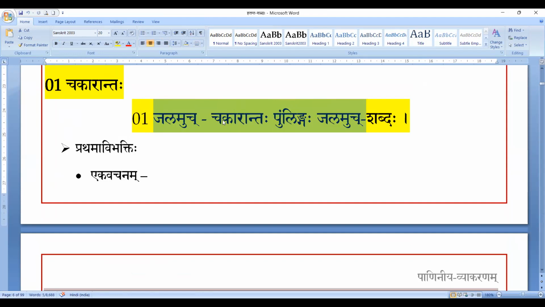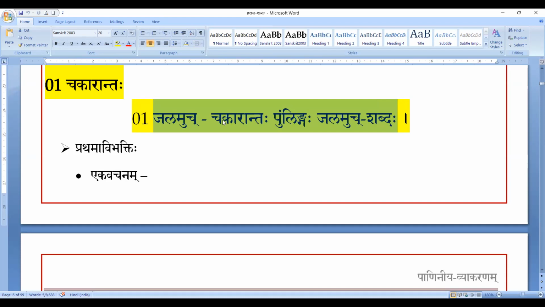It is there in Shabda Manjari also. Chakarantah Pullingah Jalamuch Shabdah. What is Jalamuch? Clouds. Jalam Munchati iti Jalamuch, that which releases water. Releasing water can be a dam also, right? Dam also can be clouds also. If you can tap, you can also say Jalamuch. It's a derived one. Jalam Munchati, whatever releases water, that is Jalamuch. But generally, it means clouds only.